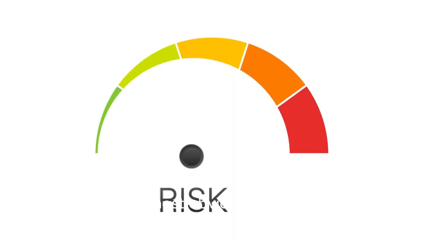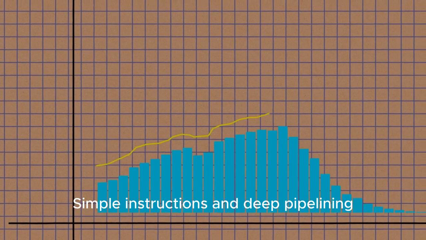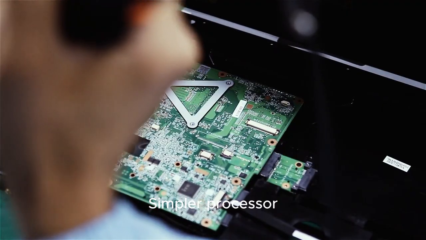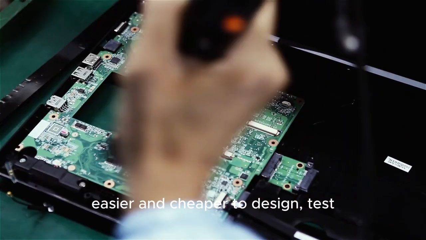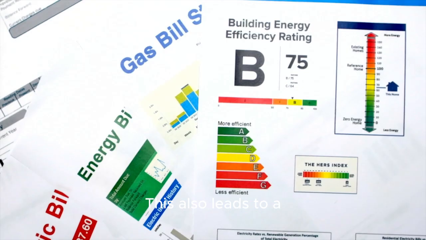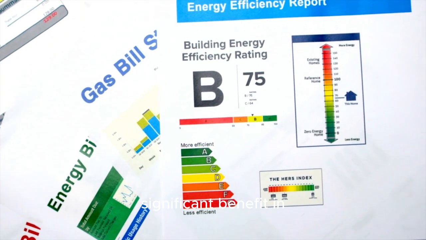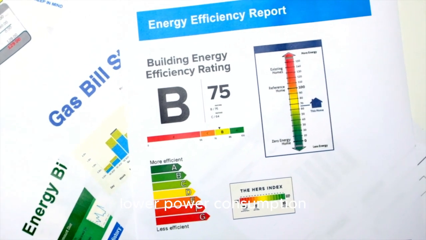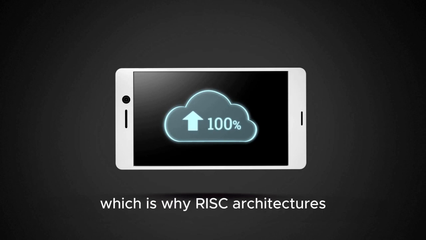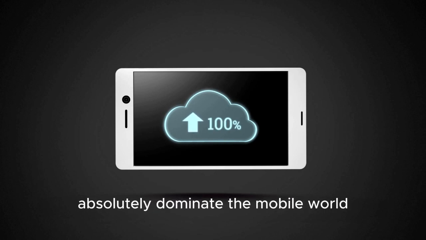So, what are the big advantages of this approach? The most obvious is speed. Simple instructions and deep pipelining lead to much faster execution. Simpler processor design also means they are easier and cheaper to design, test, and manufacture. This also leads to a significant benefit in today's world: lower power consumption. Simpler circuits just don't need as much electricity to run, which is why RISC architectures absolutely dominate the mobile world.